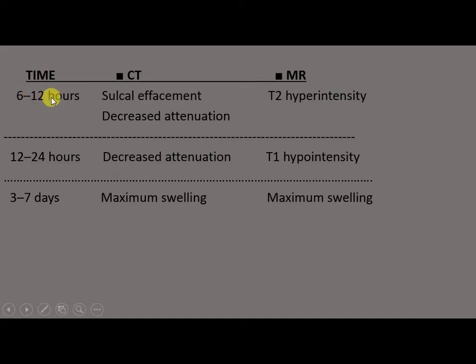From 6 to 12 hours, CT findings are either sulcal effacement or sulcal blurring, and decreased attenuation. So after 6 hours in CT, the abnormality could be decreased attenuation. In MR, after 6 hours, T2 hyperintensity could be obvious. From 12 to 24 hours, in the CT, again, there is decreased attenuation. In MR, T1 hypointensity could be seen, besides T2 hyperintensity.